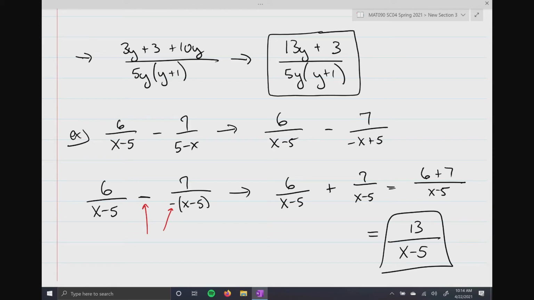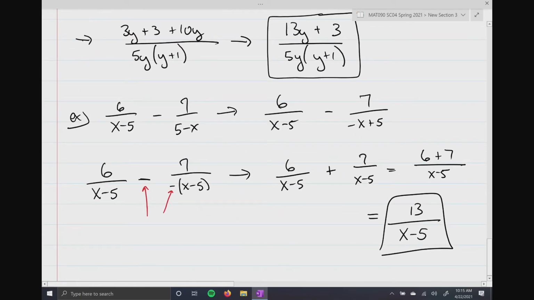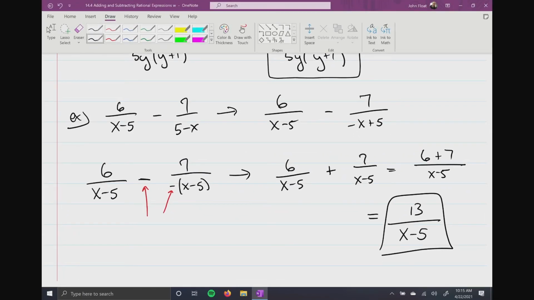Where are you confused at? Okay, so you have 6 over x minus 5 minus 7 over negative x plus 5. I don't have negative x plus 5. And then you add the two negatives to get a positive. Yes. But where do you get the -5 from? What do you mean a -5? I don't know. Here, look. I think I'm confusing myself. Look right here.